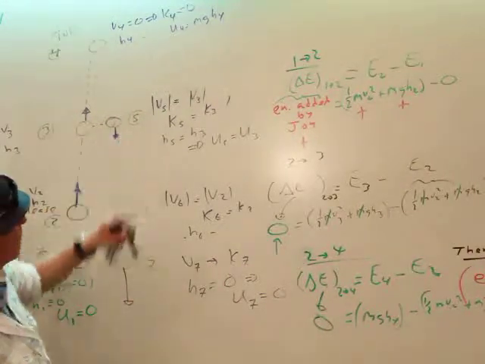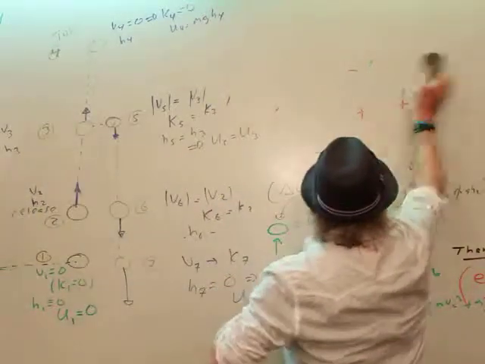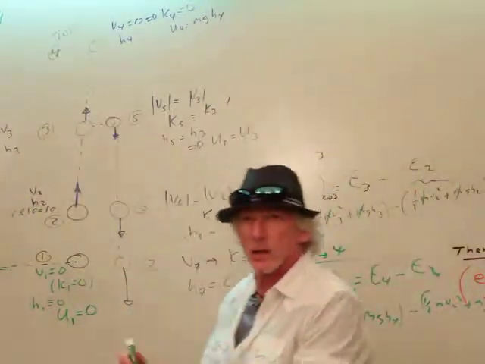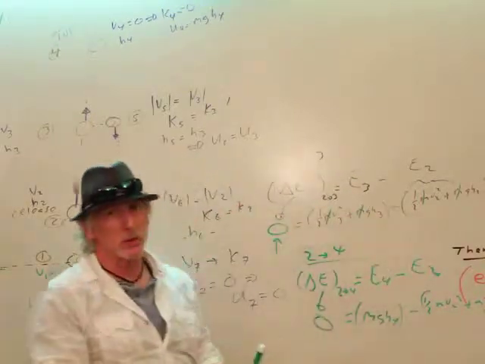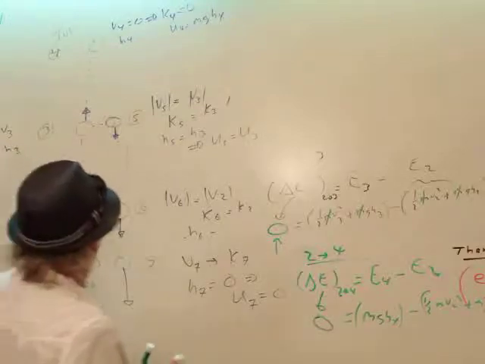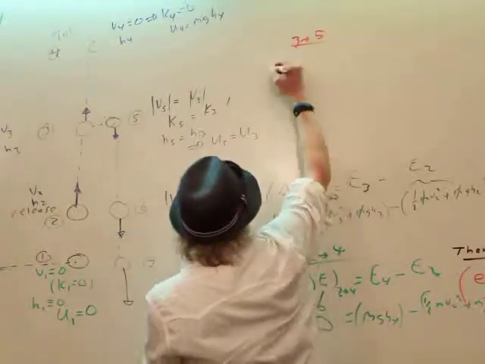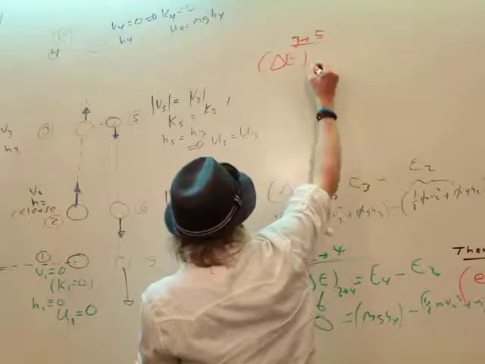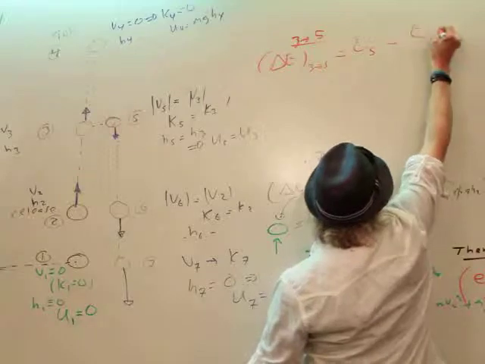Hey, what about 3 to 5? I like 3 to 5. Let's check 3 to 5, as fast as we can. How are we doing? Hanging in there? Can you do it? Pause and do it. 3 to 5. Cool. I got the change in energy from any externals from 3 to 5 is equal to energy at 5 minus energy at 3.